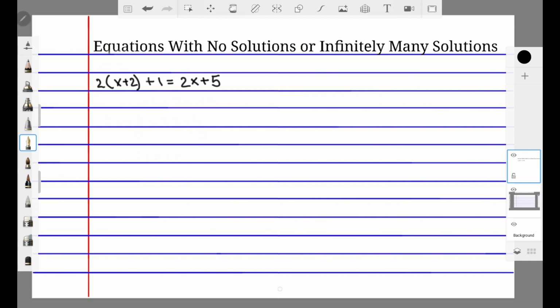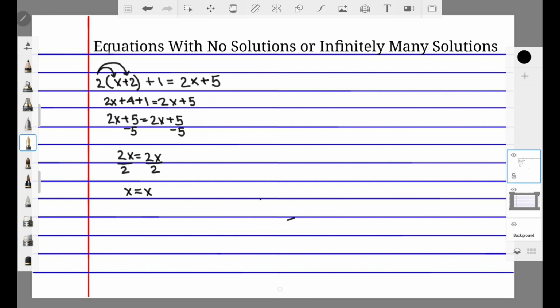Alright, let's solve this as we normally would. 2 times x is 2x, 2 times 2 is 4, plus 1 is equal to 2x plus 5. Then we will combine like terms. So 2x plus 5 is equal to 2x plus 5. Alright, let's get rid of the 5 on either side by the subtraction property of equality. And we get 2x is equal to 2x. Let's divide either side by 2. And we are left with x is equal to x.